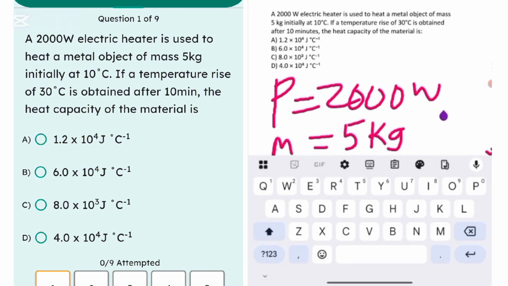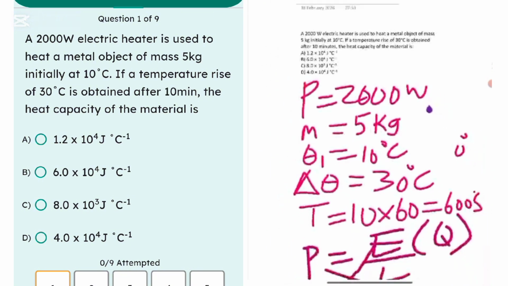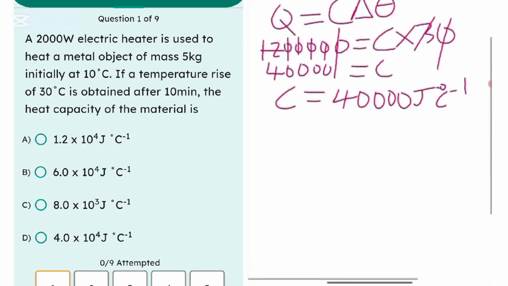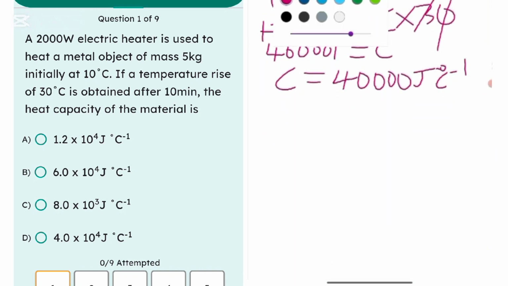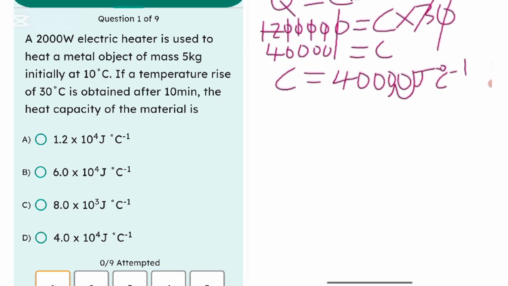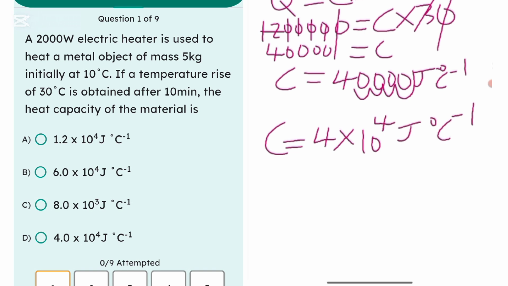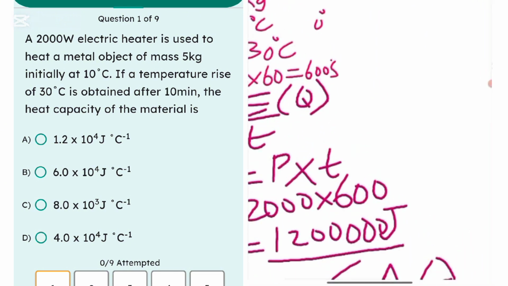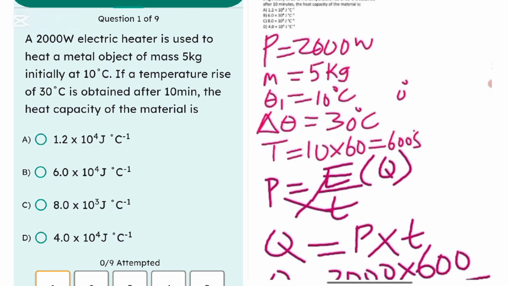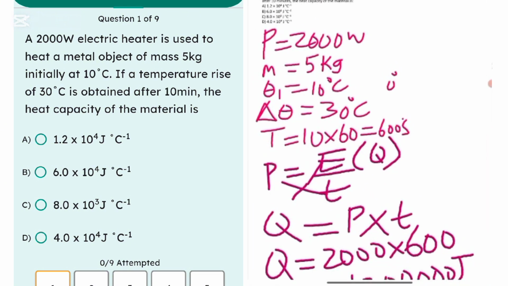Now the options are all written in standard form. So I'd like to write my answer in standard form. So writing this in standard form, I will just have 1, 2, 3, 4. So the heat capacity is 4 times 10 raised to the power of 4 joule per degree Celsius. I'm looking at the options. That looks like option D. So the correct option is option D.